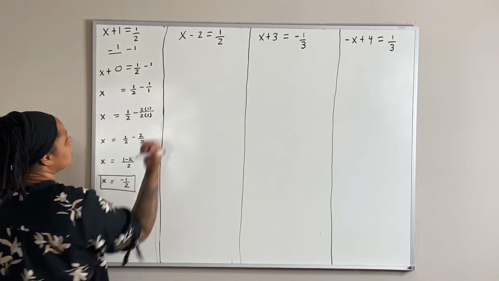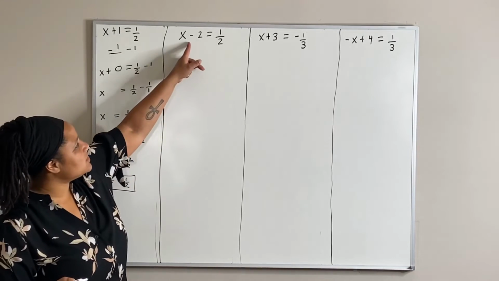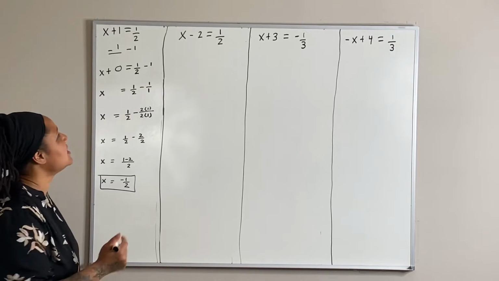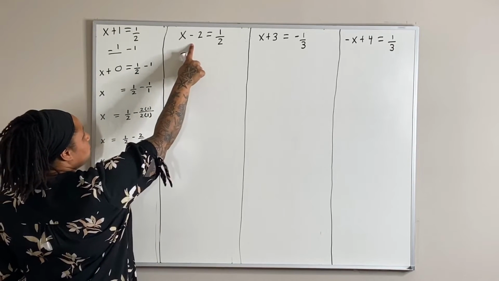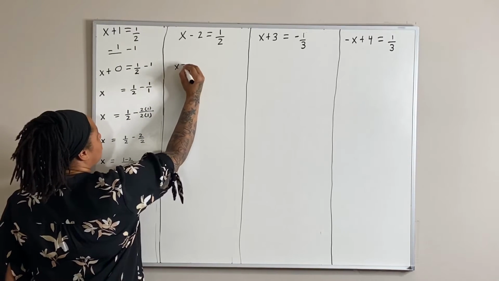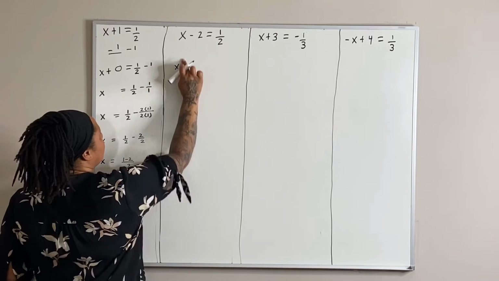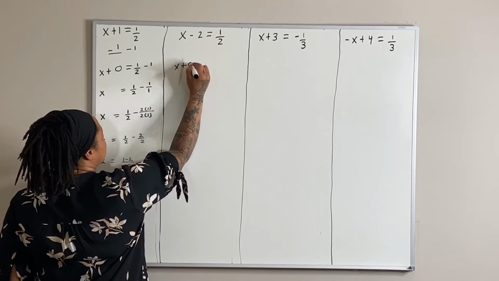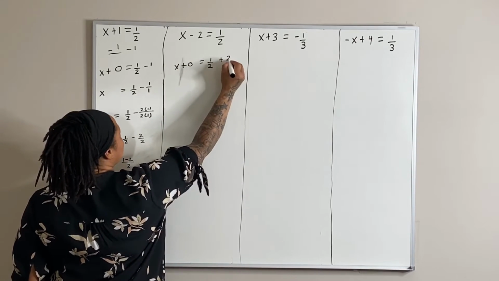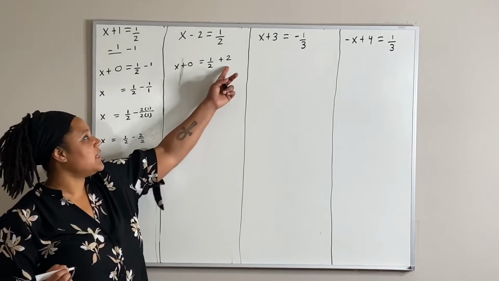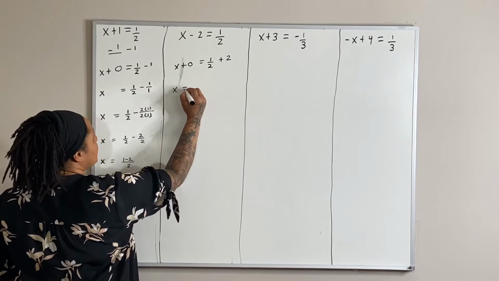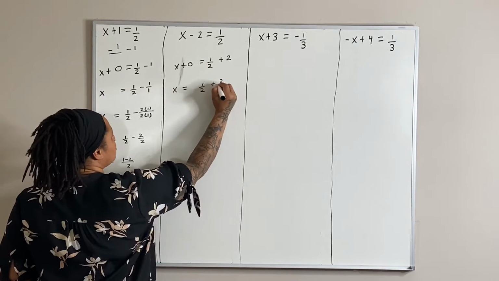We have a minus sign here, so we need to do the opposite of a minus, and therefore we need to add 2 to both sides. So a -2 plus a 2 gives us 0 on the left side of the equation. So I'm going to go ahead and say x plus 0 is equal to 1/2 plus 2. Now, once again, I'm going to go ahead and make 2 into a fraction. So we have x is equal to 1/2 plus 2/1.